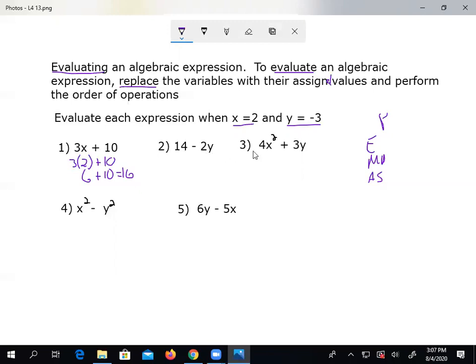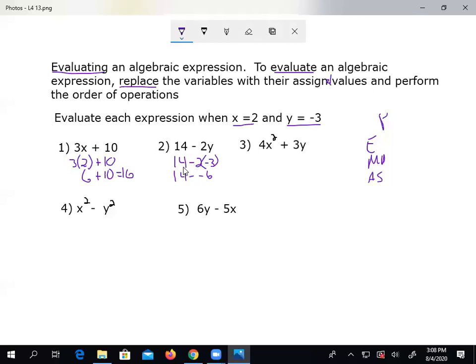So I'm going to replace the y with the -3. So 14 minus 2 times -3. Again, I'm going to use parentheses to model multiplication. So again, I have subtraction and multiplication. I do multiplication first, so 2 times -3 makes a -6. So then I bring down 14 minus.